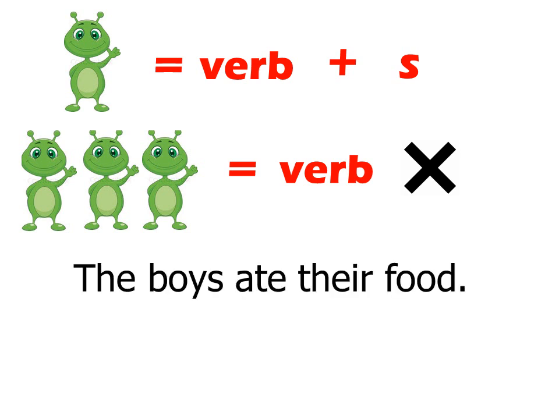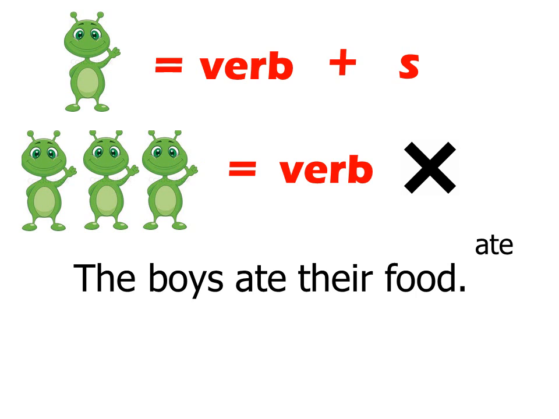The boys ate their food. Now, first question, which word is the verb? My verb in my sentence is ate. But now, please be careful, grade twos, because this is a special verb. Now, what does the rule say? The rules say, depending on how many people, the verb will get an S or no S. So, how many people are in my sentence?